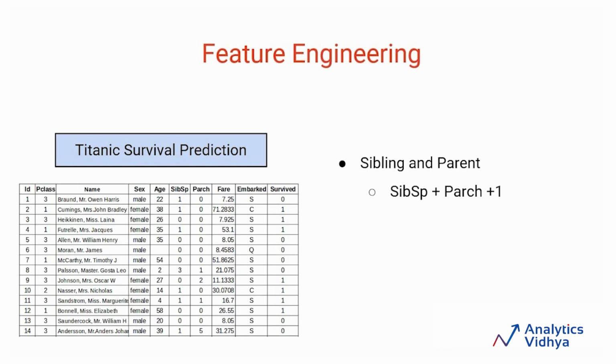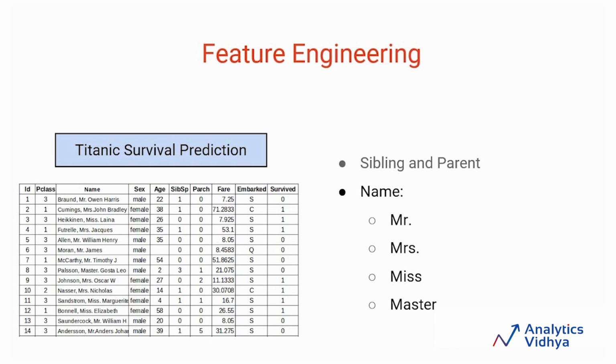There's another feature I want to discuss, the name. It's a text field. If you look closely at the name column, you'll see a title with each name like Mr., Mrs., Miss, there's a Master as well. So these titles can be useful features in making predictions because these titles in a way represent the age bracket of passengers. This might help us to impute missing values in the age column as well. Similarly, we can create many more features using the given data.